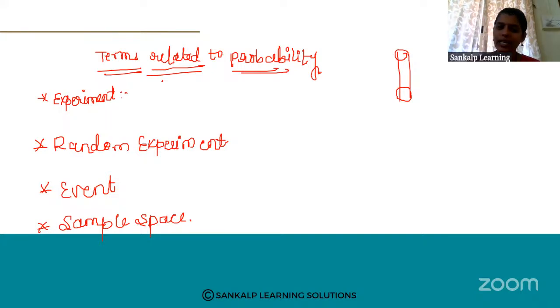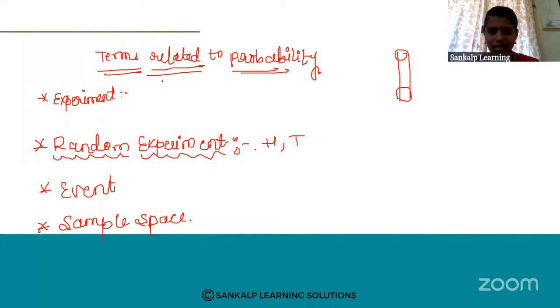Now, in case of a random experiment, here also we are doing an experiment, but after doing the experiment, we know the possible results. We know the result will be one of these, but we don't know exactly which. For example, when you are tossing a coin, the result may be head or tail.